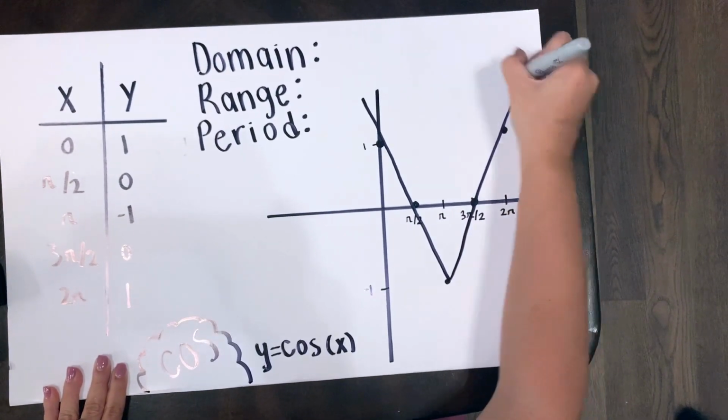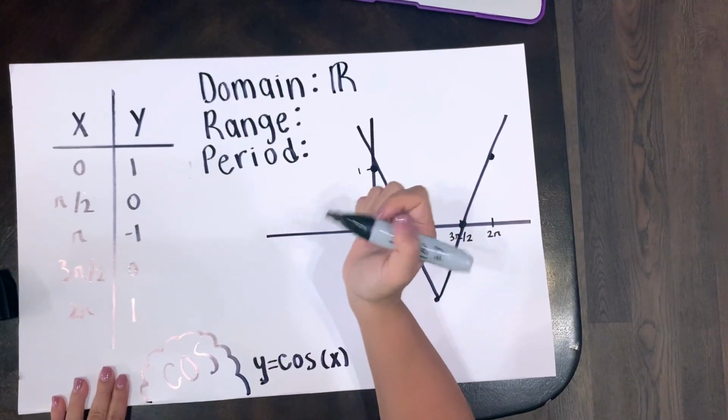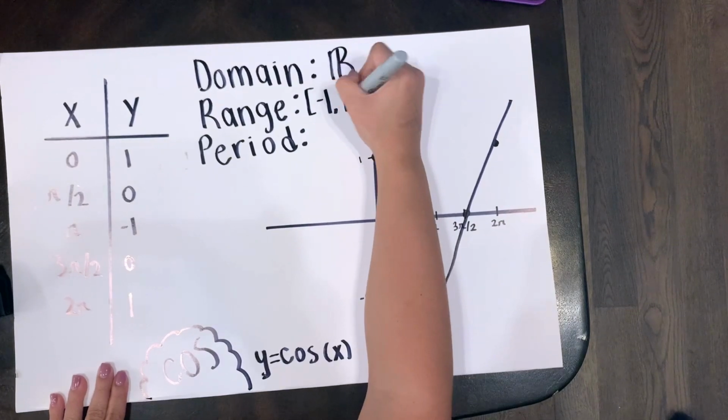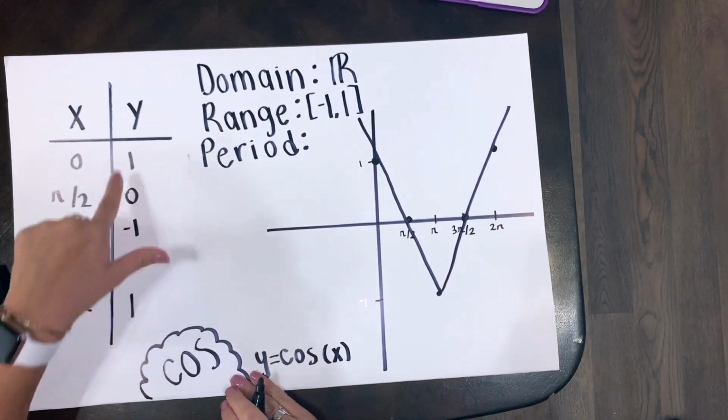Our domain is all real numbers because the graph continues along the x-axis infinitely. The range is [-1, 1], and make sure you use brackets because the values are included. -1 is the lowest y value, and 1 is the highest value, which gives you your range of [-1, 1].